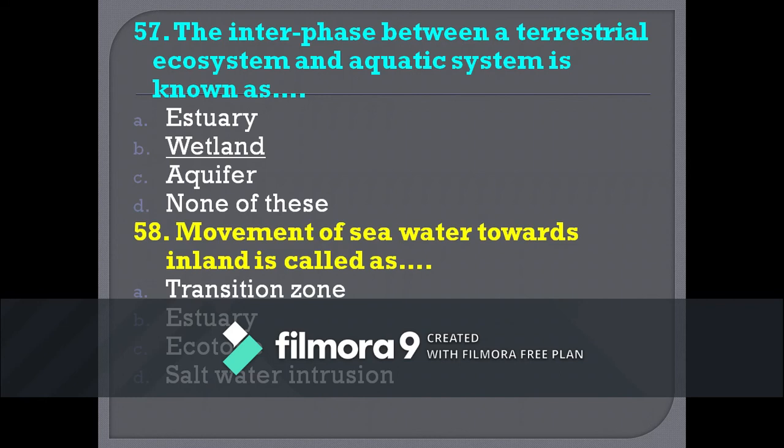Then question number 58. Movement of seawater towards inland is called, that is the seawater entering into the land area, and that is called, options are transition zone, estuary, ecotone, salt water intrusion. So salt water intrusion is the right answer.